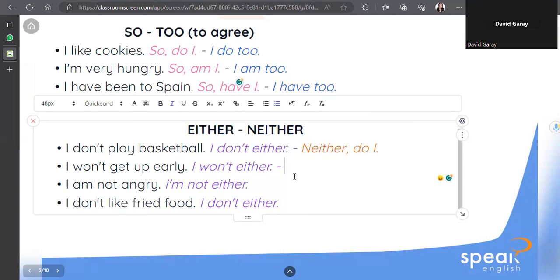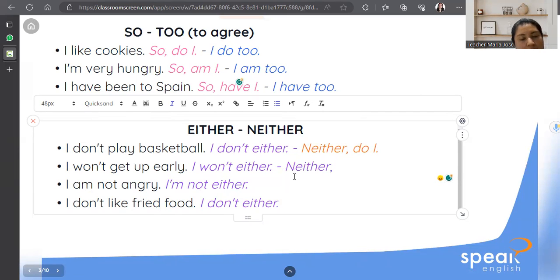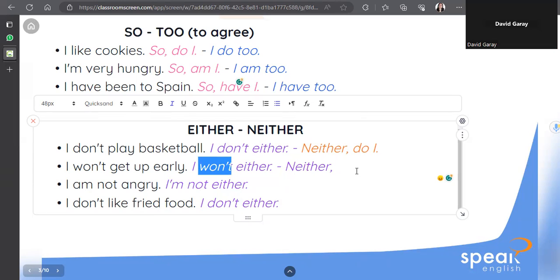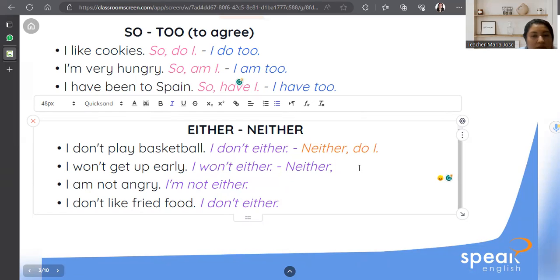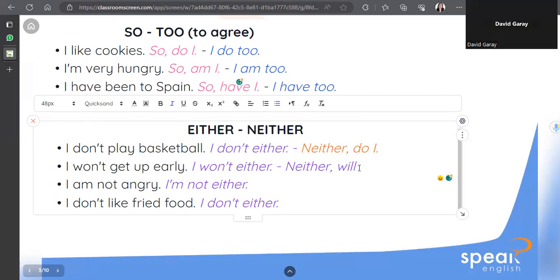Neither. What won't I? What is the auxiliary? Do I? No, because this is future. This is not present. Future. Will. Okay, so neither will I. Good.